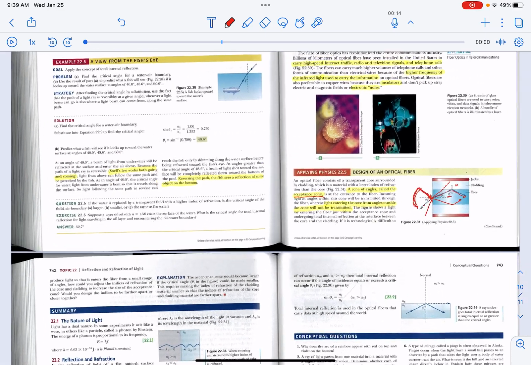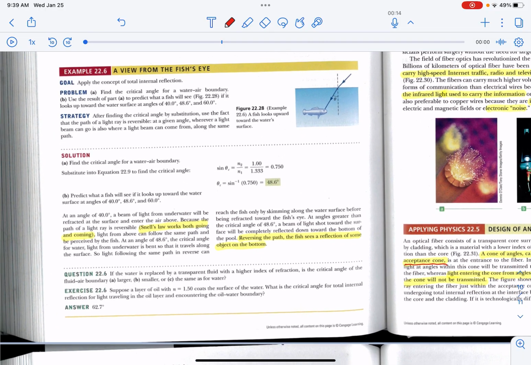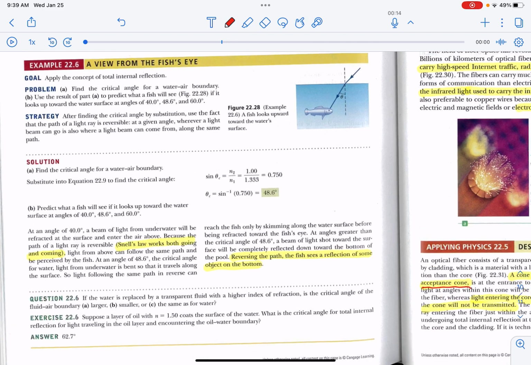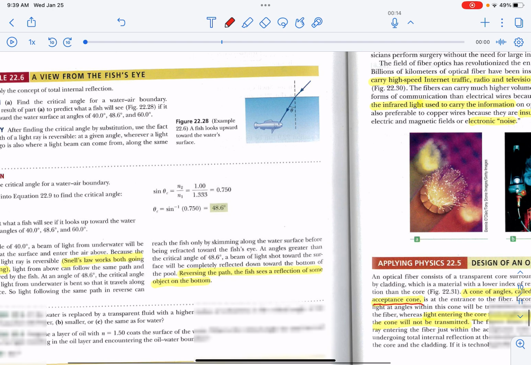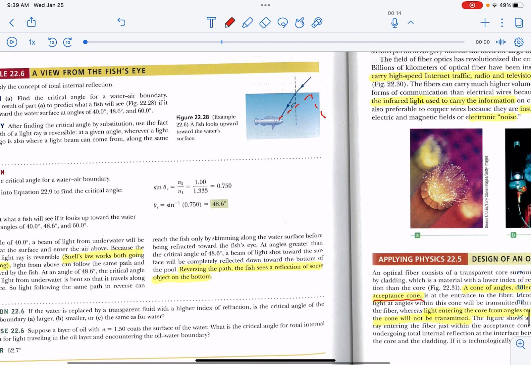And I just wanted to make sure I didn't skip anything. Here's that idea of a fish, and I'll let you look at that. What does the fish see? If the fish were to exceed that critical angle, he would just see something that's at the bottom of the pool of water. If there's a stone down here, and that light from that stone is internally reflected, the fish will see the stone, the reflection of the stone off the surface of the water.